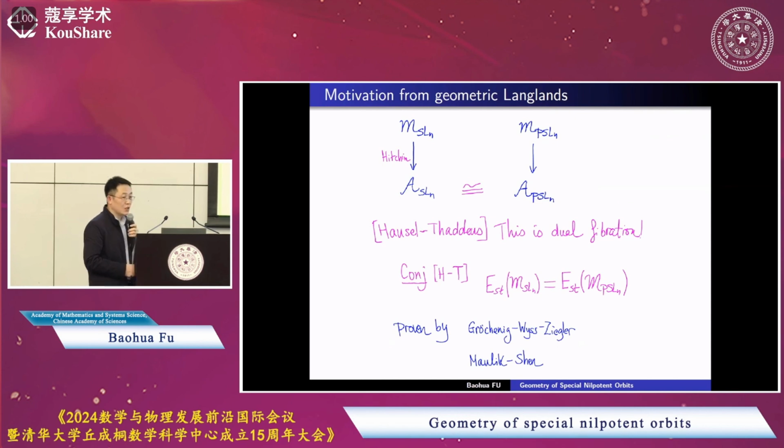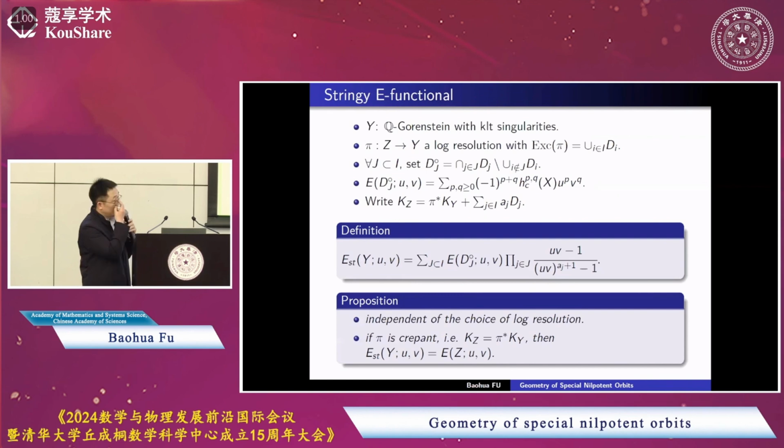And then they made the conjecture that in this case the stringy E-functions are the same. So you have two moduli spaces with Langlands dual groups, and these two moduli spaces have the same stringy E-function. This was proved last year by two groups. And maybe I'll just jump ahead. The stringy E-function has an explicit definition. It's a rational function in general, not a polynomial.